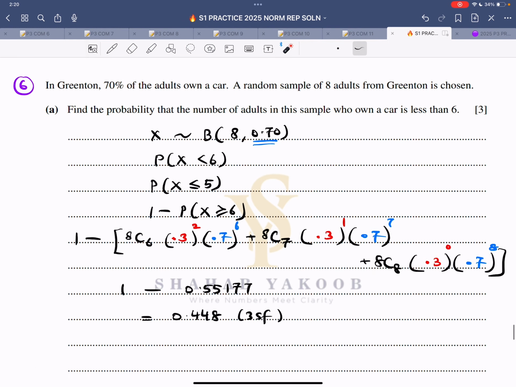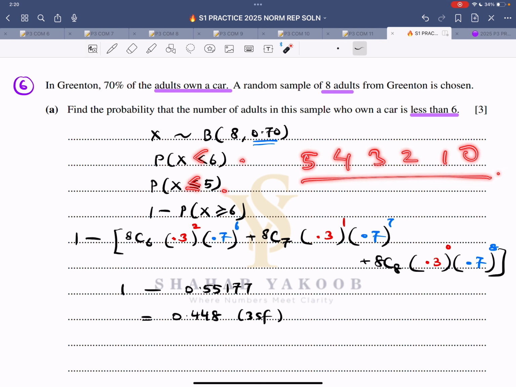And question 6. In Greenton, 70% of the adults own a car. So the success over here is having a car. It says a random sample of 8 from this town is chosen. Find the probability that the number of adults who own a car is less than 6. X follows a binomial distribution. 8 is the number of trials. Probability of success is 70%. Less than 6 means less than or equal to 5, which is 5, 4, 3, 2, 1, 0.